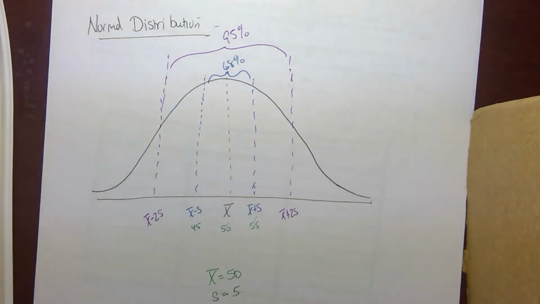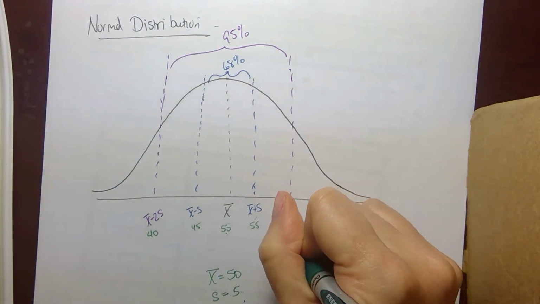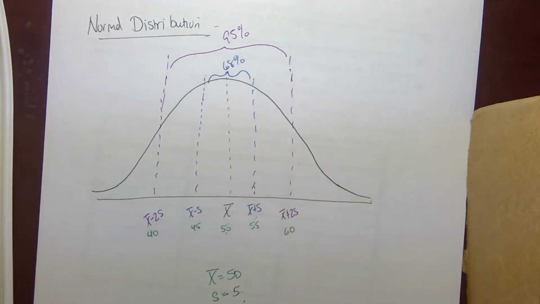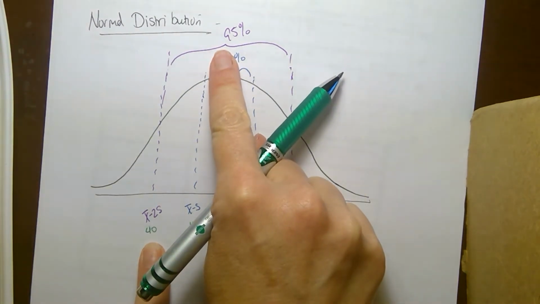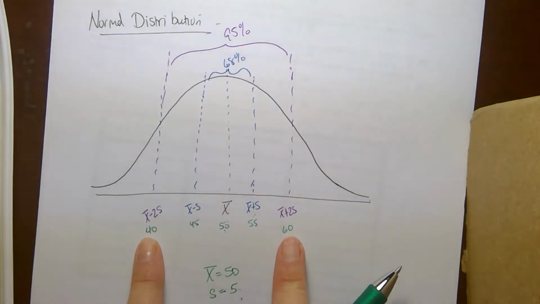Well, what values does that represent for our example? If our mean is 50 and I go back 2 standard deviations, I'm at 40. And if our mean is 50 and I go forward 2 standard deviations, I'm at 60. So that means that if this is a test, 95% of the people taking the test can be expected to score between 40 and 60 on this particular test.